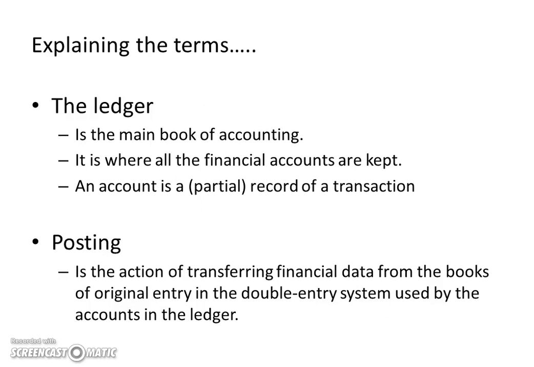So the ledger is the main book of accounting. It is where all the financial accounts are kept. And an account is simply a record of a transaction. When we say posting, that is what we do when we transfer the financial data from the books of original entry into the double entry system used by the T accounts in the ledger.